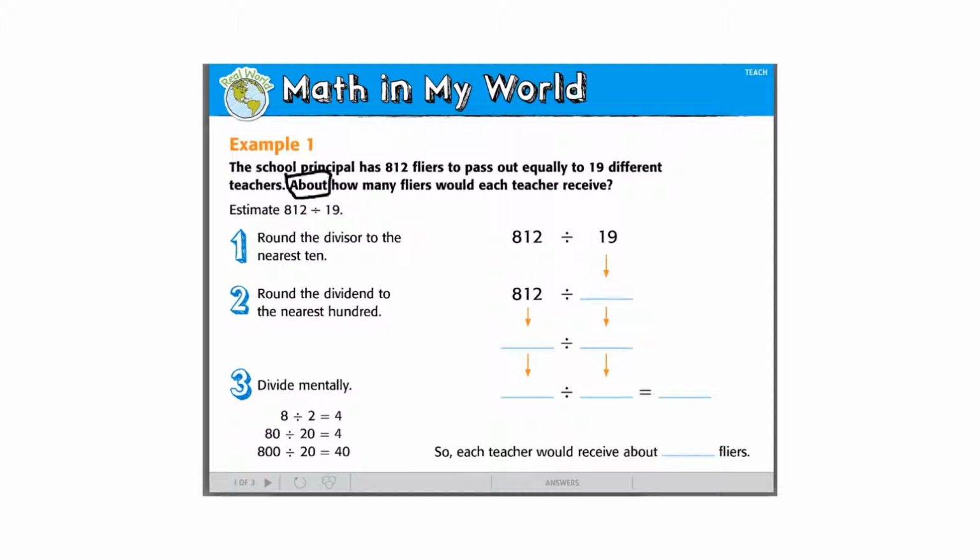I mean, wouldn't it be 8? Let's just write it on the side. 812 divided by 19. You would make the 19 a 20? Do you guys agree with him? He says make the 19 a 20. And then the 812, you would make it into 810. So I think you were partially right on that.